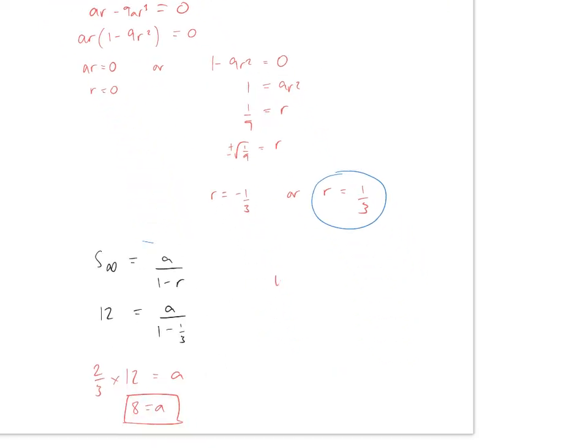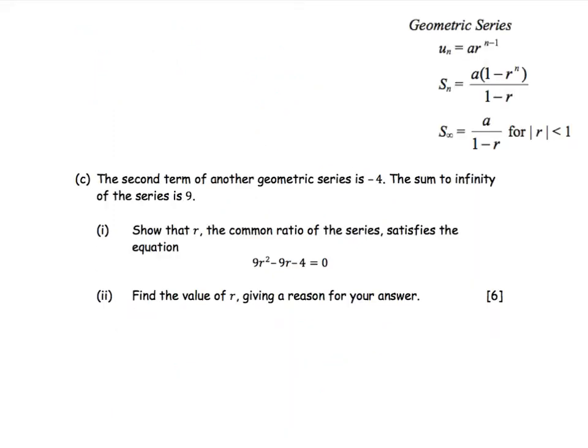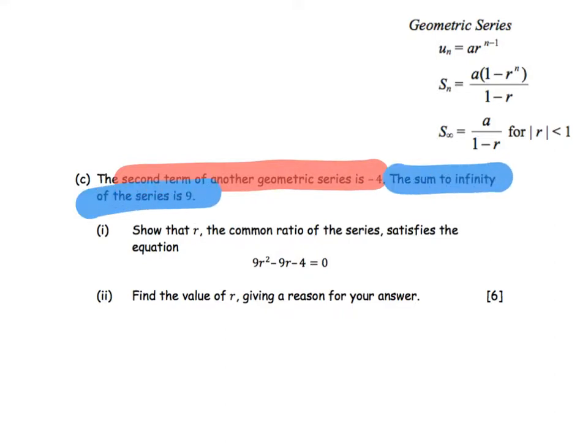So the third term would be U3 is equal to AR squared. So that would be 8 times a third, and then that squared. So that would become 8/9. Okay, so in this question here, we're told that the second term of another geometric series is minus 4, and that the sum to infinity of the series is 9.